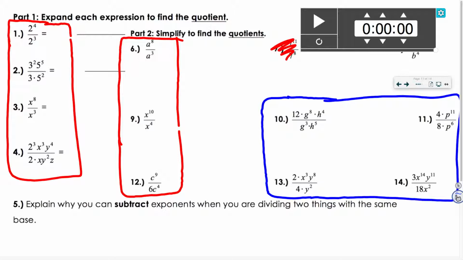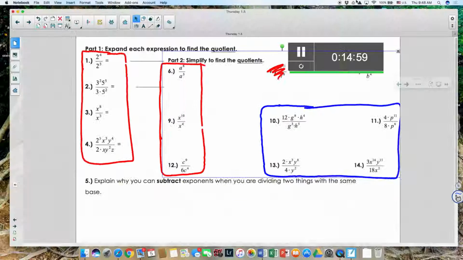So let's say 15 minutes. 15 minutes. I am going to need to stop the recording for just a second. So this is going to go away.